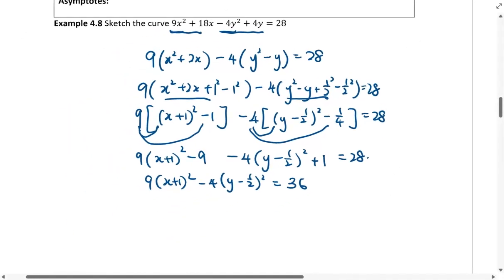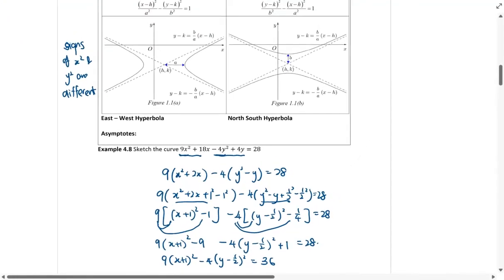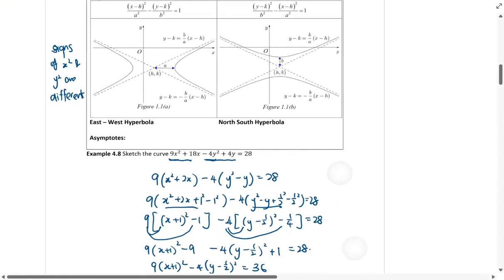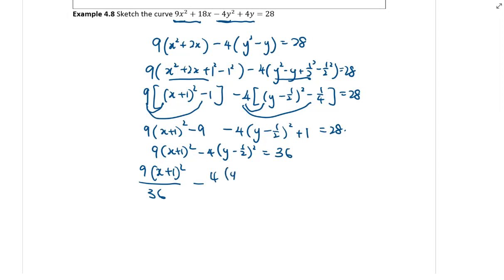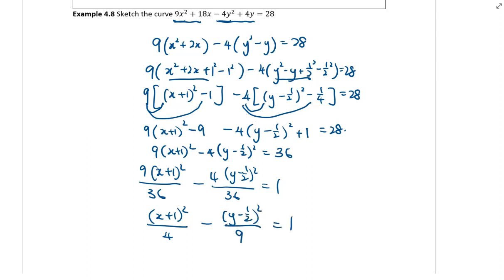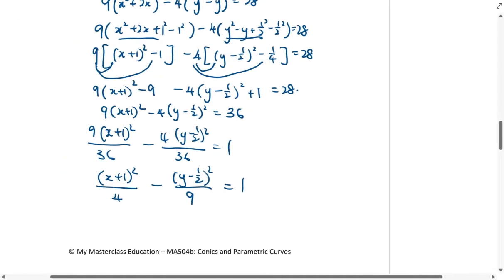Okay, so again, the standard form of the hyperbola, on the right side, the constant has to be 1. So I will have x plus 1 square minus 4 y minus half square over 36 equals to 1. So simplify, x plus 1 square over 4 minus y minus half square over 9 equals to 1. So be careful, identify that this is a hyperbola.